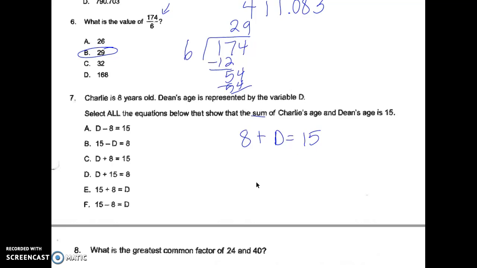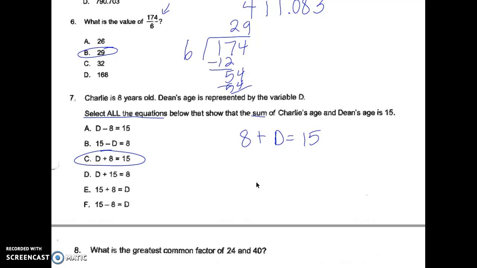So I always try to write down my equation to start out with. Here's something to keep in mind. It says select all of the equations. So that tells me there's going to be more than one answer. Is there an answer that's close to what I wrote down? Yes, it is C. Do you see that? I wrote 8 plus D, and they have D plus 8. Is that the same thing?